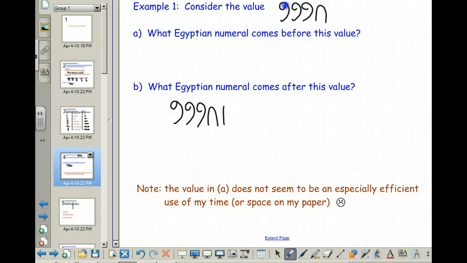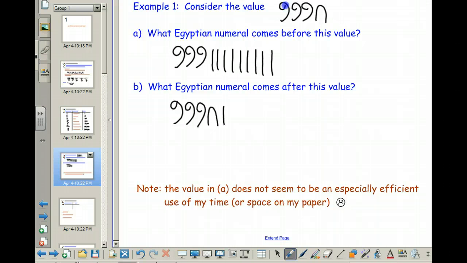The other one's the one that's a little harder here. I need to take away 1. I need to go backwards from this number. So what's going to happen to that heel bone? Take away, make it 9. We're going to make it 9 strokes, right? So I still have my 3 scrolls, and now I'm going to make 9 strokes.